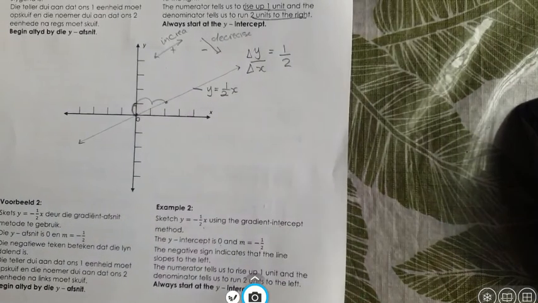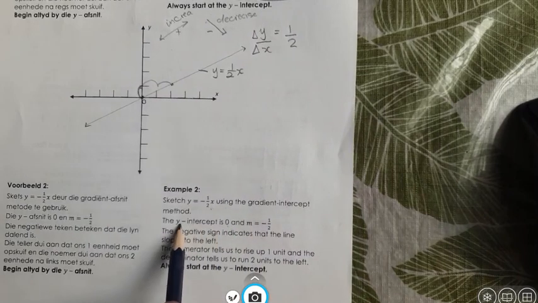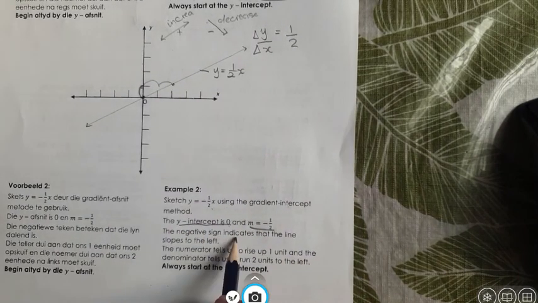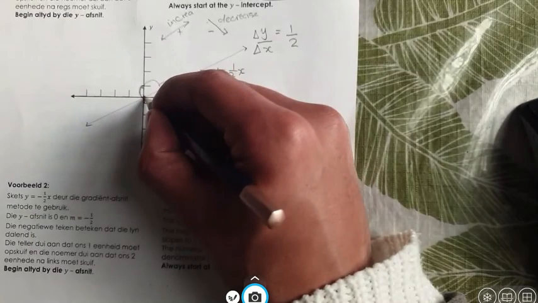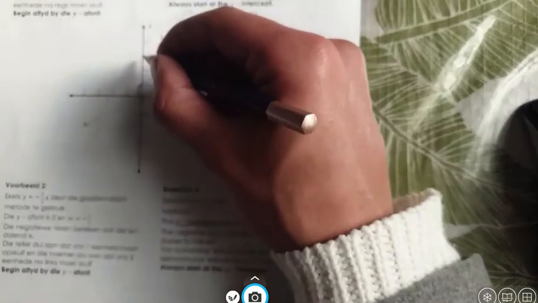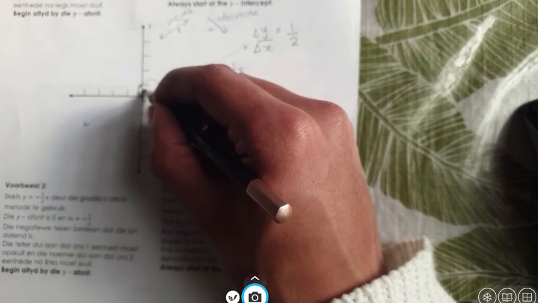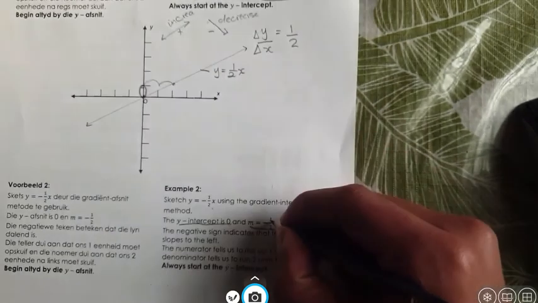The y-intercept is 0 and the gradient is negative 1 over 2. The negative sign indicates that the line slopes to the left. So we need to go to the left-hand side. If we start there at 0, we know the y-intercept is 0. And then how many units up or down? I'm going to go 1 unit up. Remember, it's negative 1.